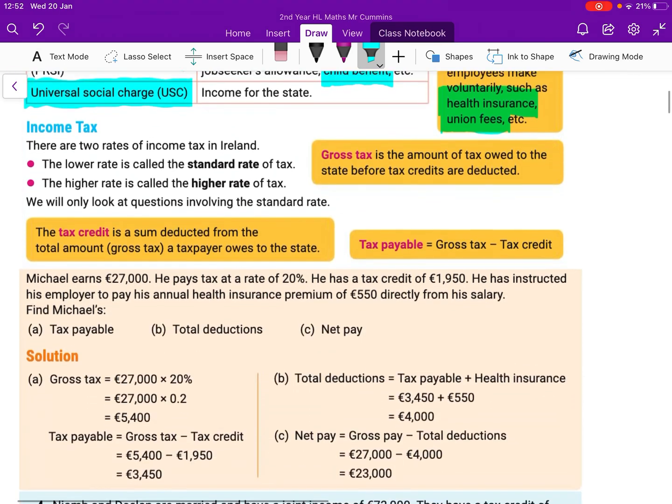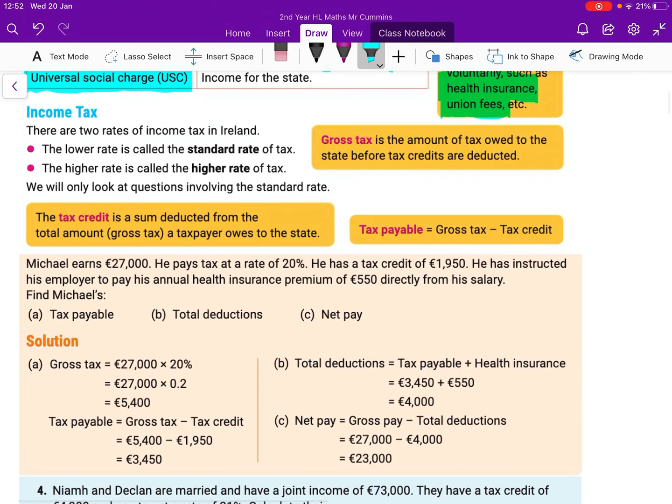Okay, there's two rates of income tax in Ireland. If you earn absolutely loads of money, you pay the higher rate. But most people will pay some tax at the standard rate.